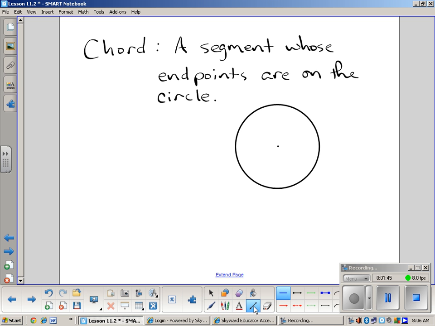So a chord is a segment whose endpoints are on the circle. And so I could draw a chord anywhere I want to. That would be a chord. This could be a chord. That could be a chord.